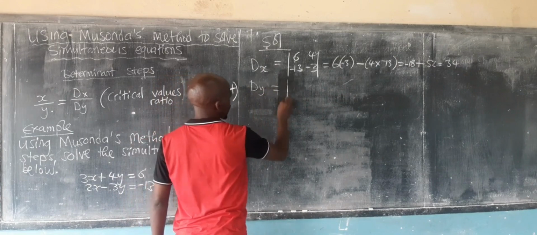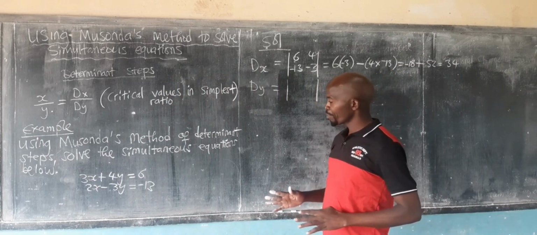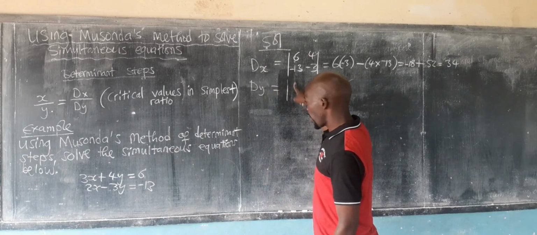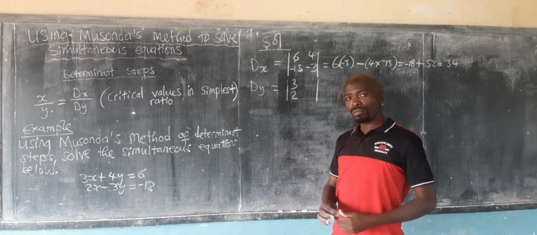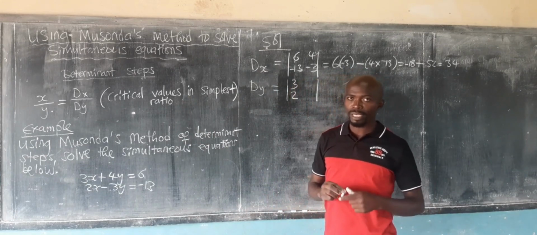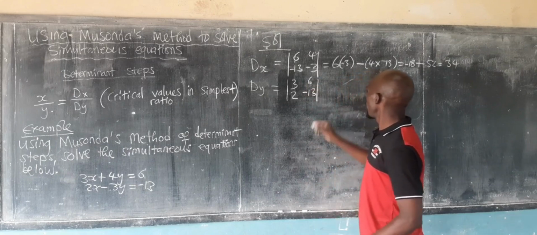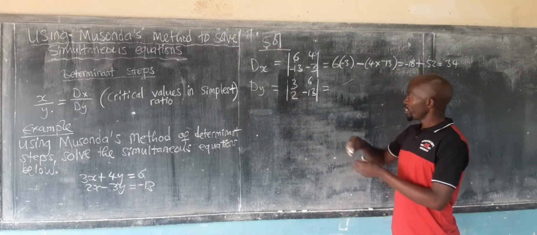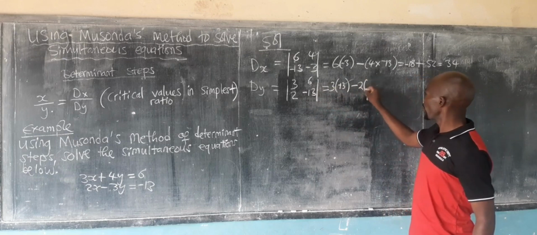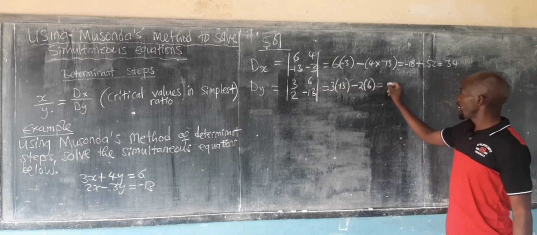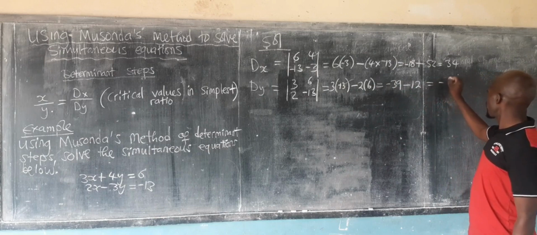Next, I need to find the determinant of y. To find the determinant of y, I'll have my first column here, the coefficients of x. Then the other part, which is supposed to be taken by the coefficients of y, will be taken up by the constants here: 6, negative 13. We find the determinant: 3 multiplied by negative 13 minus 2 multiplied by positive 6. This gives me negative 39 minus 12, which gives me negative 51.